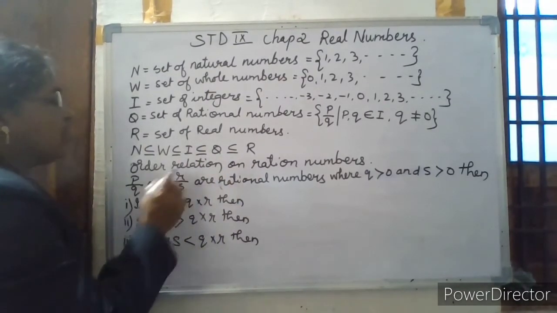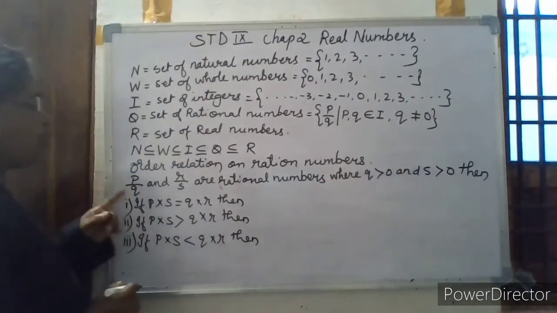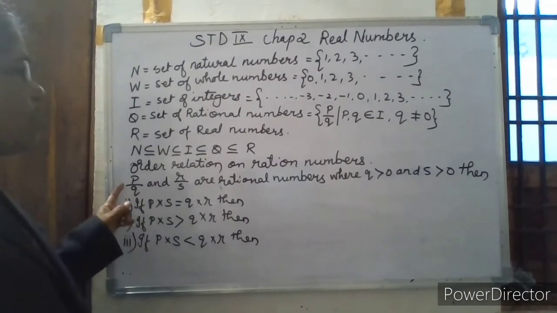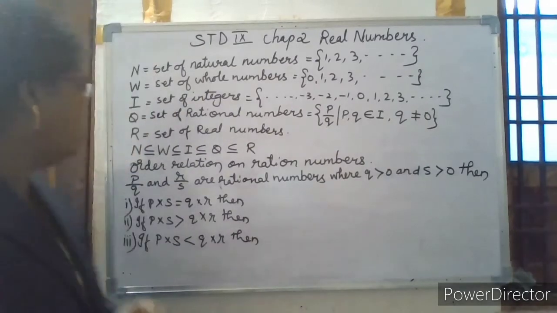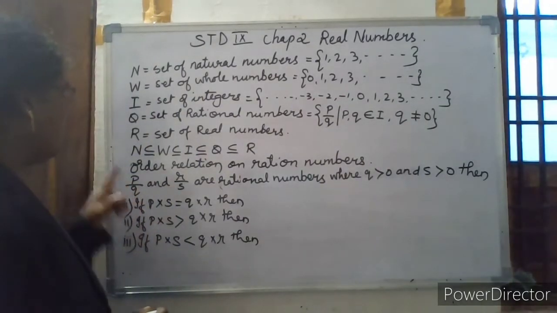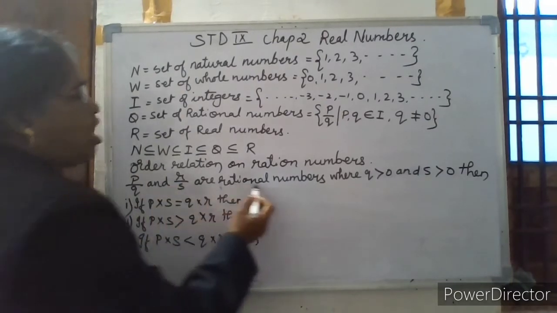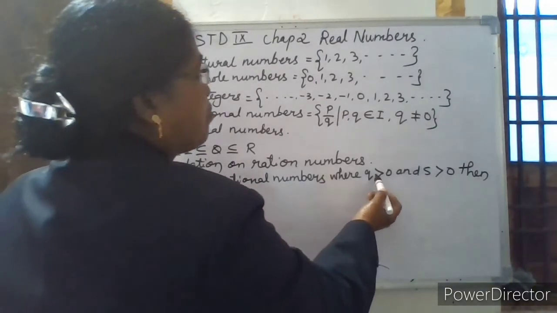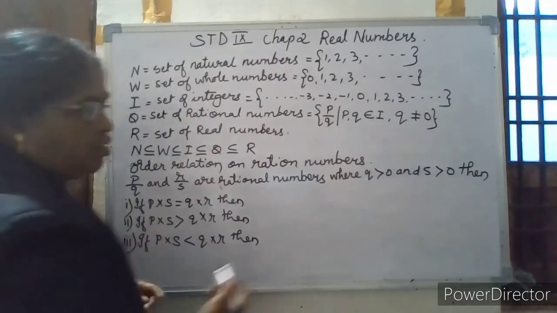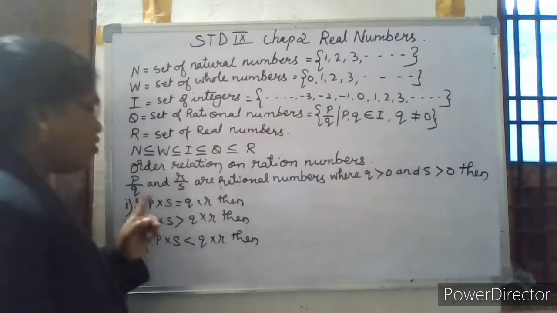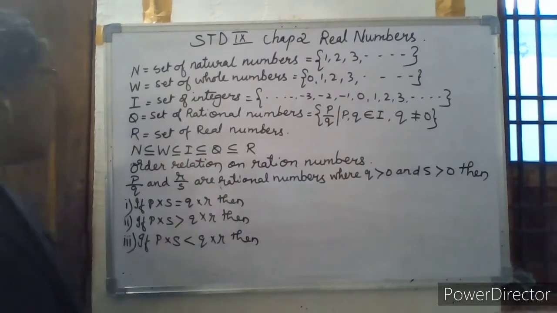Now let us learn order relation on rational numbers. You know p by q, a number in the form of p by q where p and q belong to integers and q is not equal to 0, is a rational number. So, if we take two rational numbers, p by q and r by s, where q is greater than 0 and s is also greater than 0 because they are the denominators, then see here, what is the order relation? Order relation means how we can compare the rational numbers.